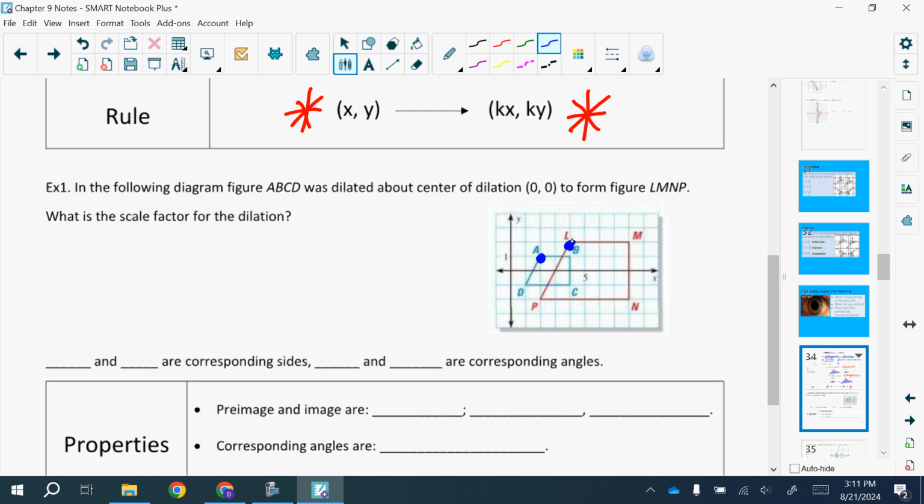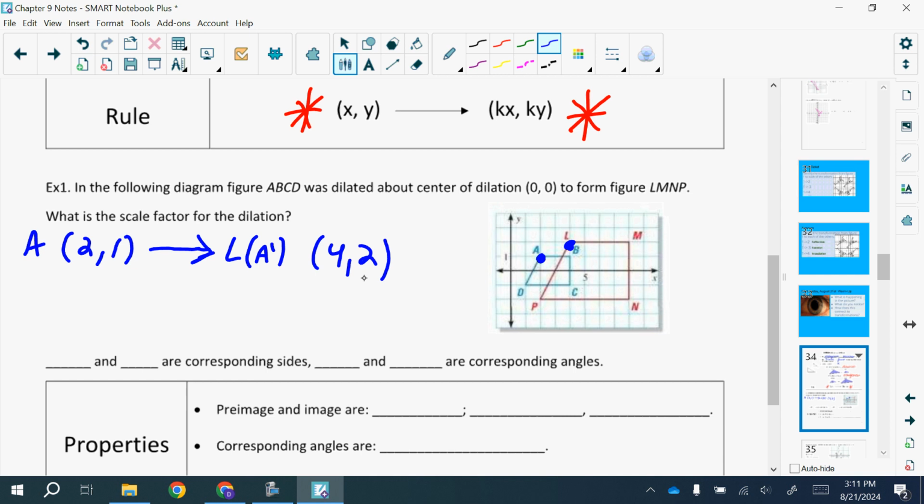So A and L are corresponding points. Let's look at the ordered pair for A. A is at 2, 1. That's from our pre-image, the original. And it transforms to, let's look at L. This is A, and this is L. You could also call it A prime if you wanted to, but they called it L, so we'll just stick to that. L is the ordered pair 4, 2.